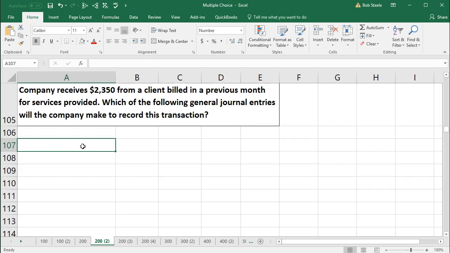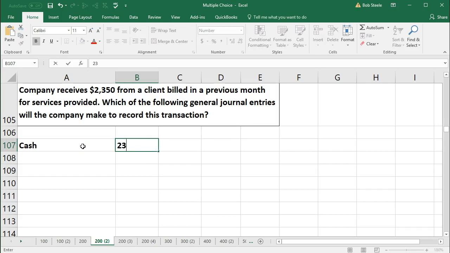So company receives $2,350. First question, is cash affected? I would always ask that as the first question. In this case, we're going to say it is. We received, we're assuming cash in the amount of $2,350. Cash is a debit balance asset account. Therefore, in order to make it go up, we will do the same thing to it, which is a debit of 2350. Then we know we're going to credit something.